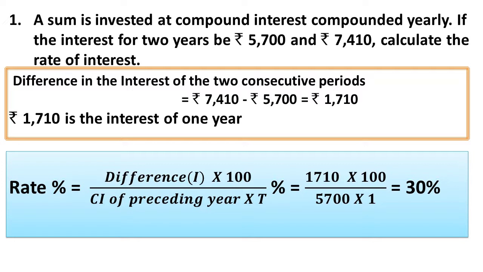I hope you have understood this, children. Keep a note of this problem. This problem is solved on the basis of compound interest for 2 consecutive years. The method to be followed is: find the difference, then apply the formula rate of percent is equal to difference into 100 by compound interest of preceding year into T.